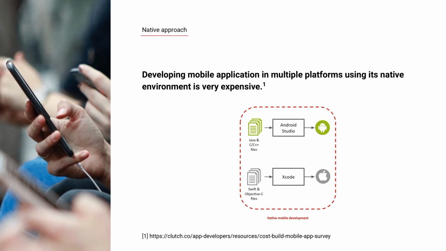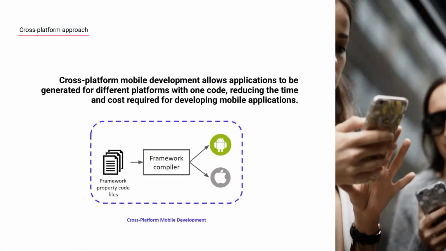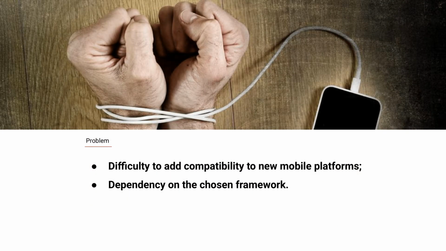We can develop mobile applications in two approaches: create the same project in parallel for each platform or use a cross-platform mobile development framework. The second approach, called cross-platform mobile development, allows applications to be generated for different platforms with one code. But there are two problems with this approach. They are difficult to add compatibility to new mobile platforms, and they cause a dependency on the chosen framework, so that if it is necessary to use another framework, the developed code will have to be redone.